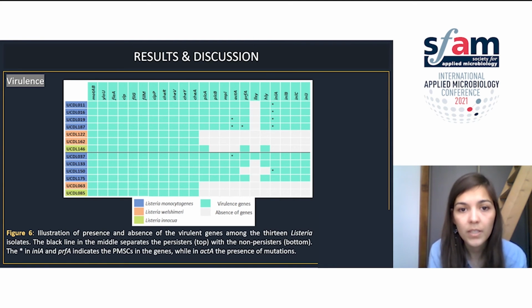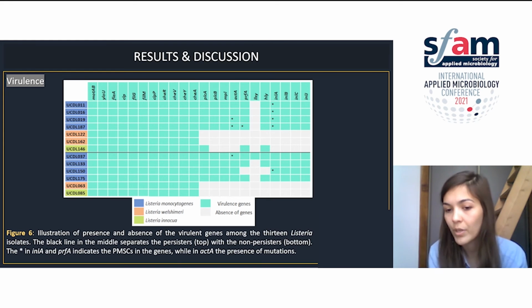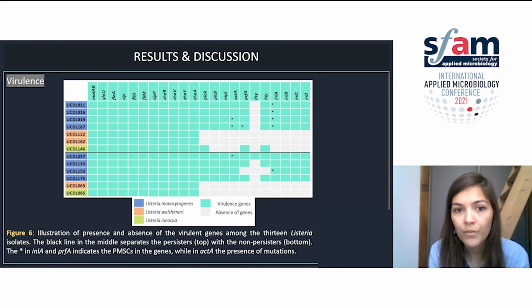And as you can see, there is an asterisk in some genes among the Listeria monocytogenes strains, and this indicates mutations in the genes of actA, inlA, and prfA. These genes are involved in invasive disease, and strains with mutations in these genes are typically hypovirulent. Therefore, what we observed is that all the persistent isolates of the human pathogen Listeria monocytogenes are hypovirulent, suggesting that these strains have reduced virulence potential, and so the risk to public health is lower.